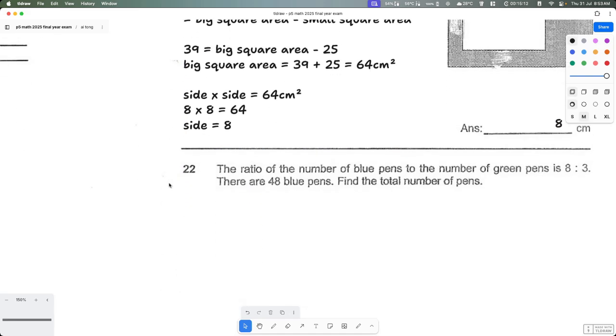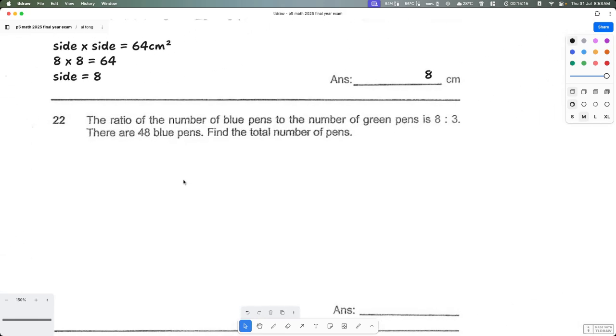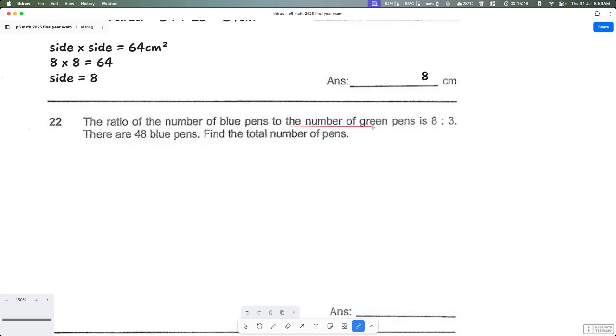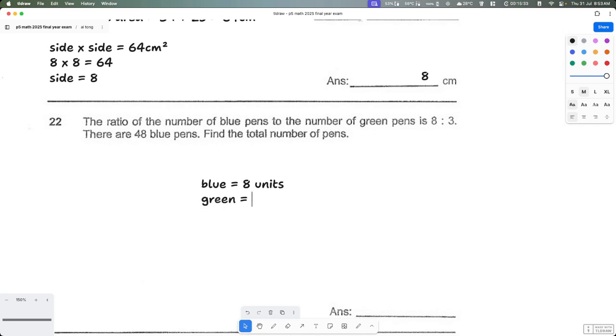All right, so let's move on to the next question. Question 22. The ratio of the number of blue pens to the number of green pens is 8 to 3. There are 48 blue pens. Find the total number of pens. Okay, so we know in this case the number of blue is 8 units and the number of green is 3 units. So we also know that blue is 48. So that means 8 units is equal to 48 pens, right? So 1 unit is equal to 48 divided by 8. This will give you 6.